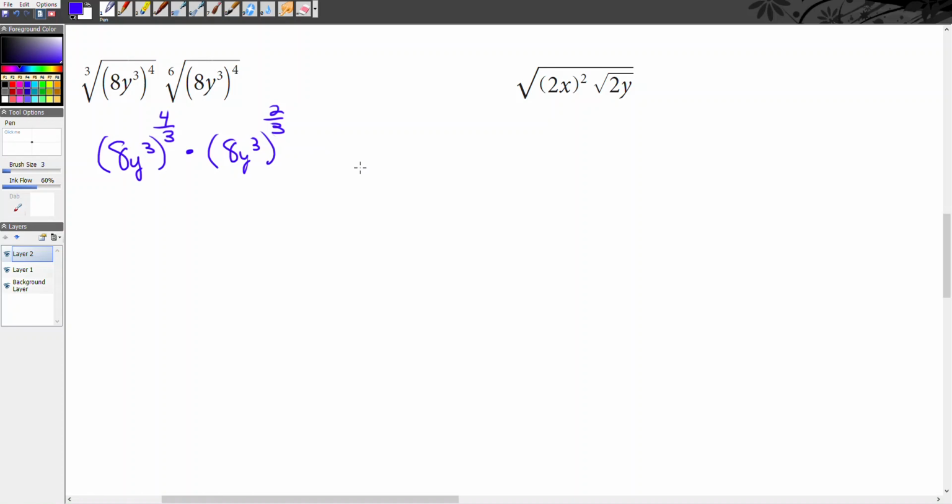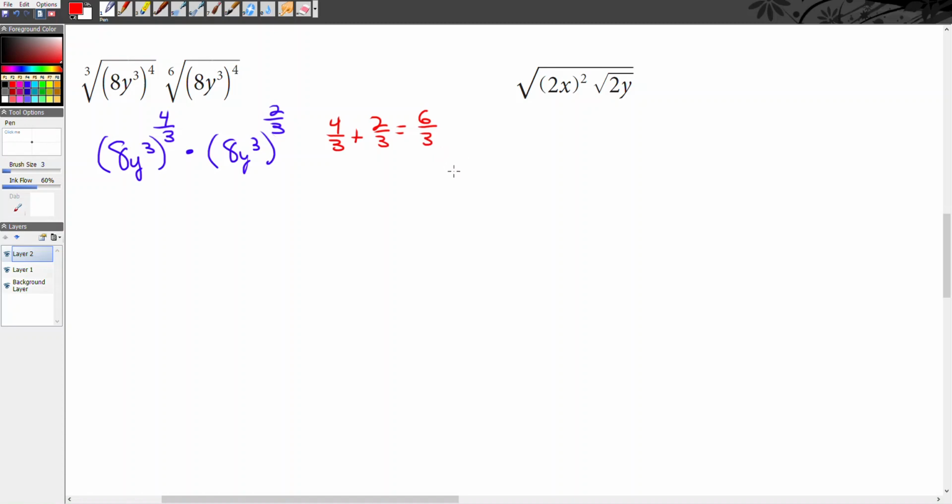So now I need to go back on what I know about multiplying powers that have the same base. When I multiply powers that have the same base, all I need to do is add the exponents together. So I see that my exponents are 4/3 plus 2/3, and that equals 6/3.